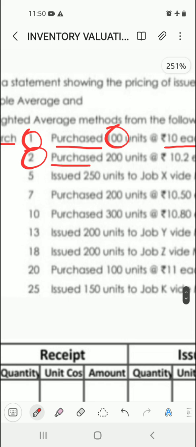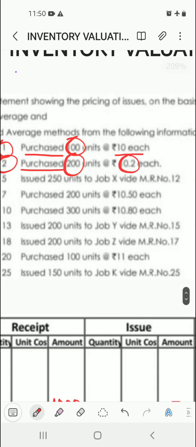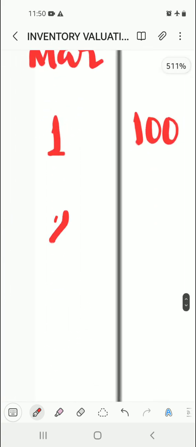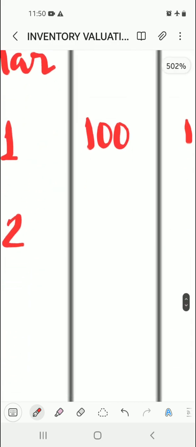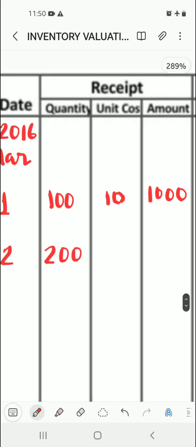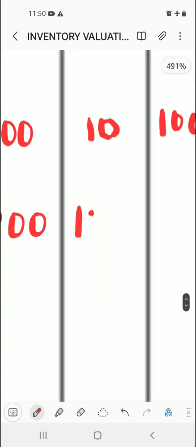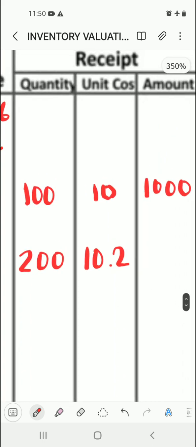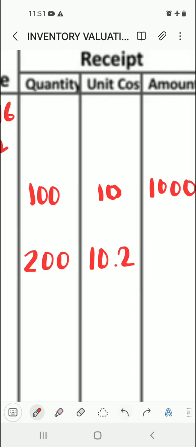See, there has been a further purchase of 200 units, this time for 10.2 each. So over here we are going to record March 2, and this time the units purchased are 200. So 200, and the unit price is 10.2. So we're going to write it over here, 10.2. Now we're going to multiply 200 into 10.2 in order to find the amount.